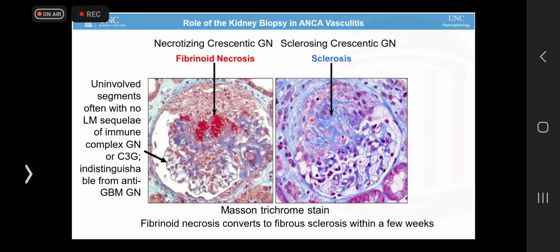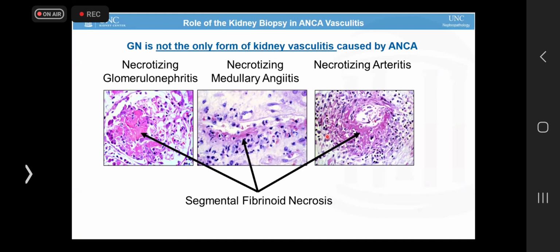As we'll see, this scarring of glomeruli and the preservation of normal tufts is an important feature in what were called renal risk scores and are now being called kidney risk scores in ANCA disease.